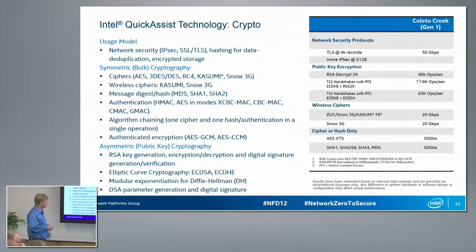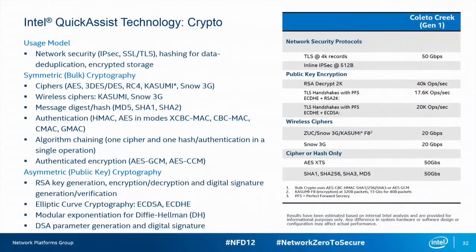So there's a lot on this slide, but you can think of this as a very quick data sheet on the performance and features of the bulk crypto, and I believe this has the asymmetric crypto on it as well, sides of Coleto Creek, which is our Gen 1 device. That's the one that's in the market today. You can go out and buy cards, chipsets, and the SoC is a different product. That's the C2000, and that's a different performance envelope.